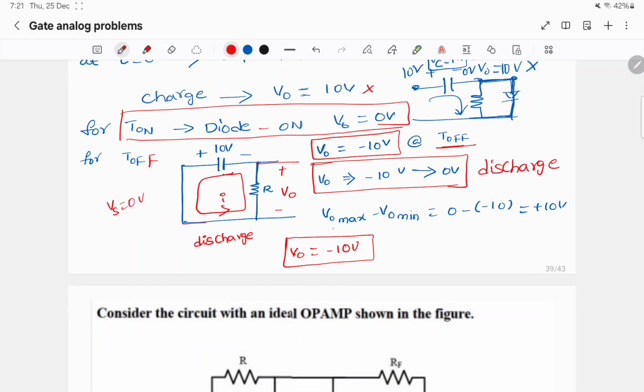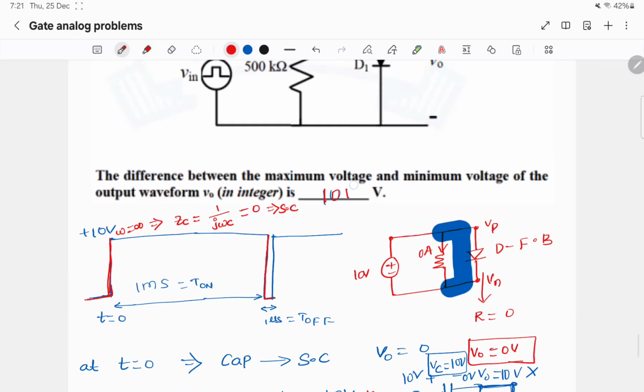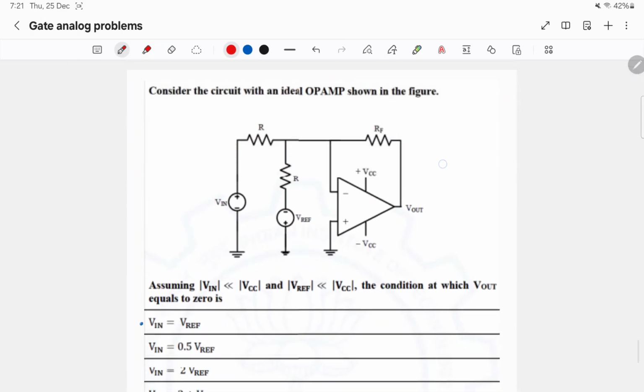So in the question they have asked V0 max minus V0 min. The maximum voltage at output is 0 volts and the minimum voltage at output is minus 10 volts. So the difference is plus 10 volts. Plus 10 volts is the answer.